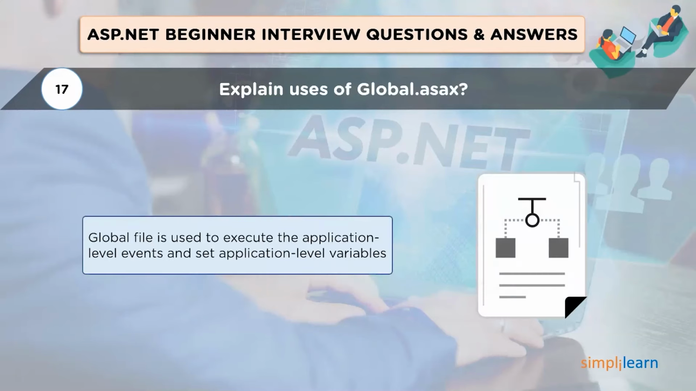Explain uses of global.asax. Global file is used to execute the application level events and set application level variables. Global.asax is used to handle high-level applications like application start, session end, and session start.